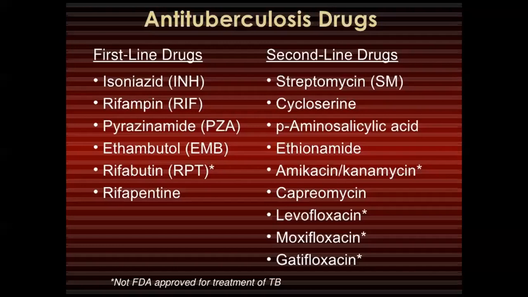Now, what are the first-line drugs? These drugs should be learned by heart, and every doctor should know them if you're practicing medicine in Indo-Pak, India, or Pakistan. The first-line drugs are isoniazid (INH), rifampicin, pyrazinamide, ethambutol, rifabutin, and rifapentine.